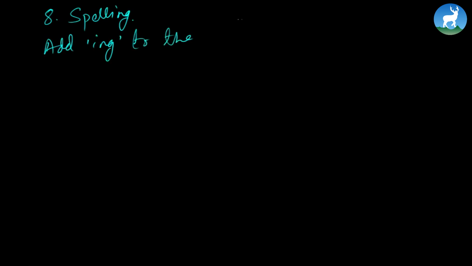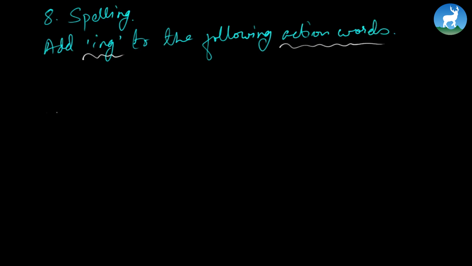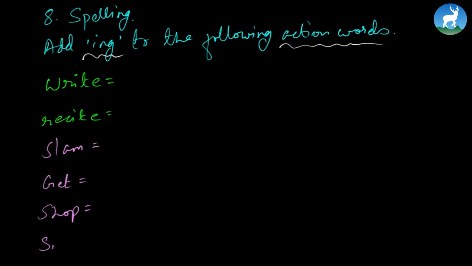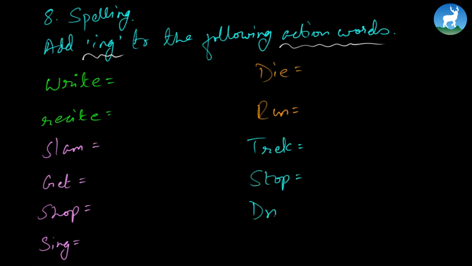Add ing to the following action words. Okay, you just have to add ing to the following verbs. Now here you go. Write, recite, slam, get, stop, sing, die, run, trek, stop, drink, and swim. Okay, now look at what we have. Write, recite, slam, get, stop. Now of course I want you to look at the dictionary.